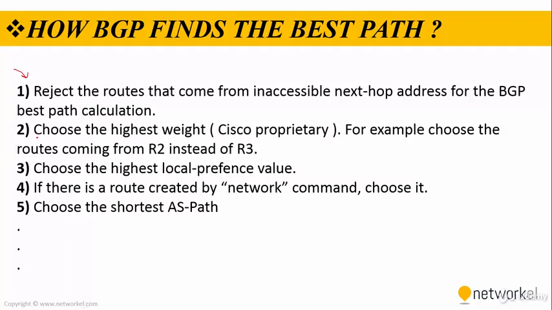Second, choose the highest weight. That's a Cisco proprietary value, as I said. For example, choose the routes coming from router 2 instead of router 3 if weight is configured higher value on router 2. Third, choose the highest local preference value. Fourth, if there's a route created by network command, choose it. And 5, choose the shortest ASPath.